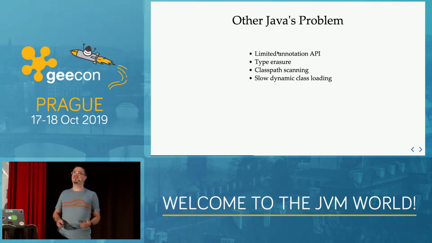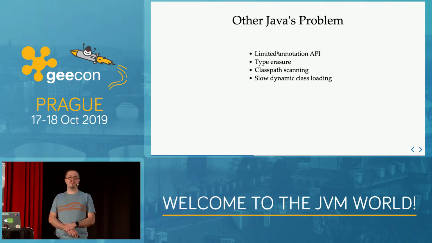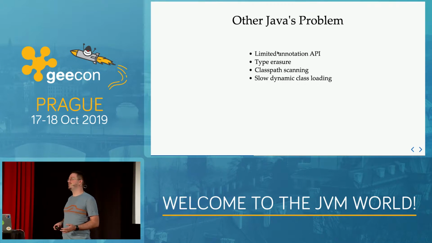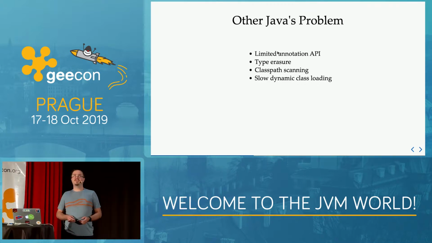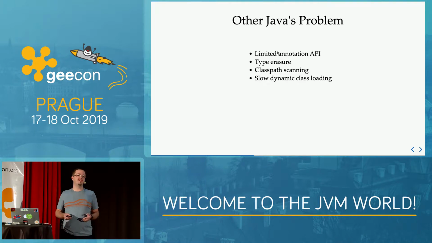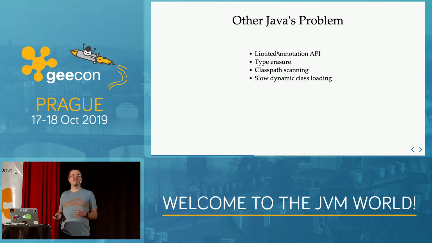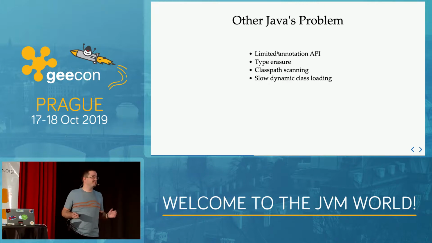So what could be the other problems? These are problems which Micronaut is trying to solve somehow. It's the limited annotation API. For example, there are so many Java standards which use meta annotations. You can use meta annotations, but it's not in Java itself. They always have to find a solution for how to deal with meta annotations. And type erasure, that's a complete problem.